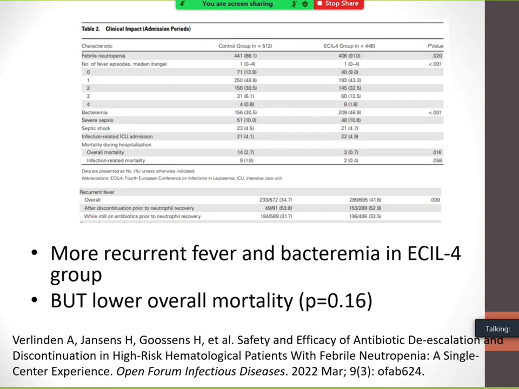So if I stop at 48 to 72 hours, and I don't leave them on antibiotics till their neutropenia resolves, you're going to have more neutropenic fever. You're going to have more bacteremia. The trade-off is those patients live longer, though. So you kind of have to take it with early de-escalation, because you are improving mortality.